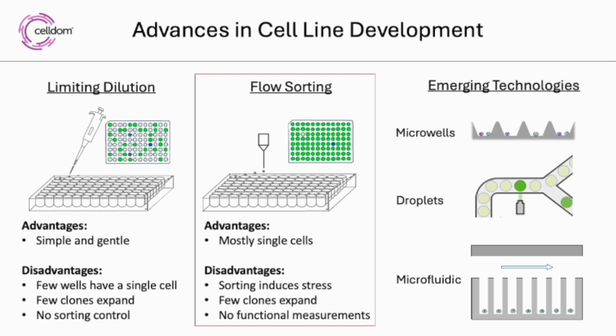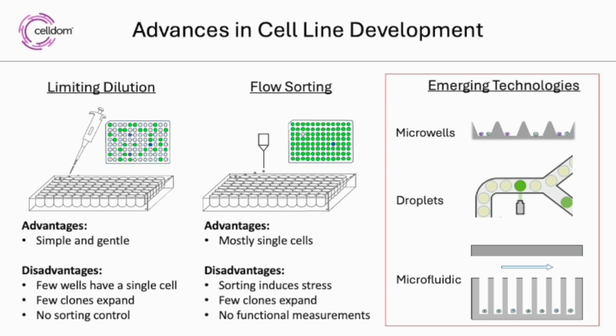To solve the first part of the problem of low sorting efficiency, the next generation of techniques have made use of flow sorters to establish 1 cell per well initial conditions. However, the disadvantage of this approach is that it introduces additional stress, which causes fewer of the cells, at least on a proportional basis, to expand. Additionally, it doesn't solve the problem that cells are being selected based on their ability to survive in isolation in a large bath of media without any neighbors around.